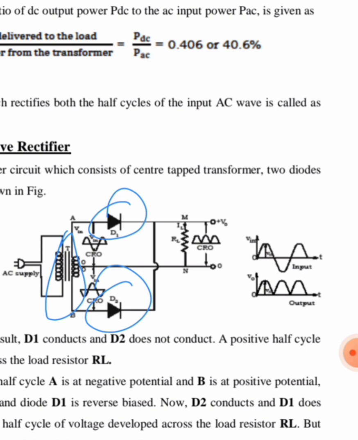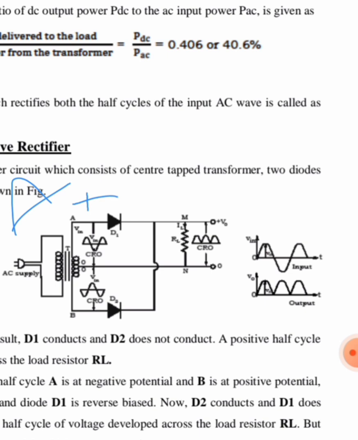A tapping will be taken from the center of the winding, and by doing so we'll be getting three separate terminals on the secondary side of the transformer. This is one terminal, this is the second terminal, and this is the third terminal. Here we are going to use two diodes and the load resistor will be named RL. So for the positive half cycle of the input AC signal, the terminal A will be positive and the terminal B will be negative, whereas this is a neutral point.